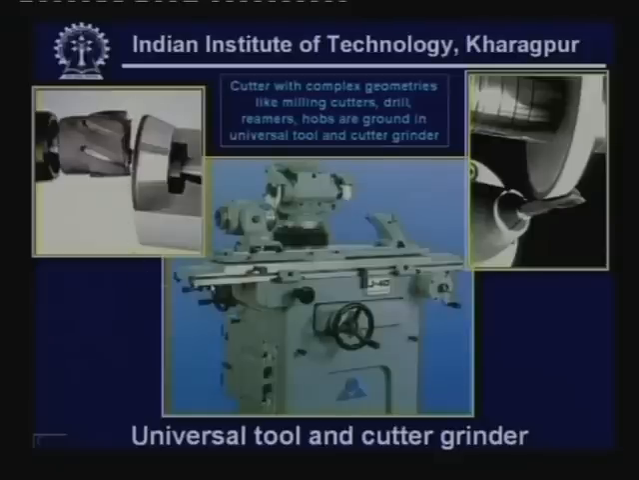For grinding ceramic or carbide tools, we can use the same machine, but there normally we recommend silicon carbide wheels of green variety, which is having higher purity compared to the silicon carbide of gray variety. But even then, the wear on this silicon carbide wheel is much higher compared to the workpiece, that means in this case a cemented carbide. Aluminum oxide is not recommended for grinding this cemented carbide.